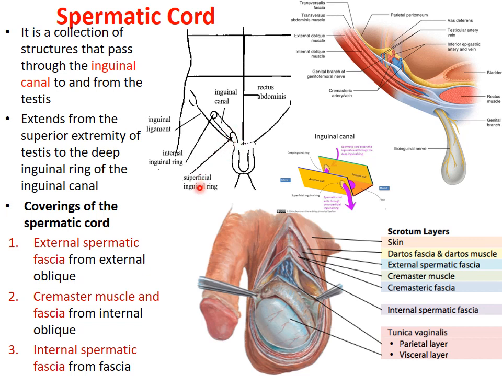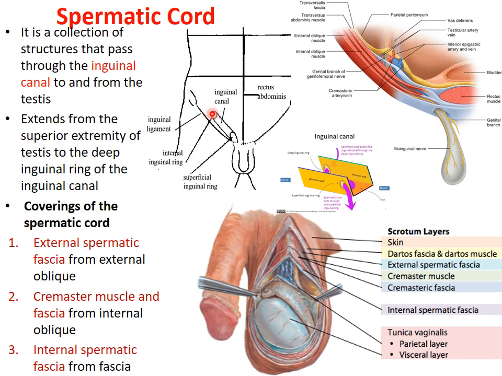Ring means opening, superficial means above, the upper one, right? And inguinal is the region, the groin region. So this is the opening in the abdomen, that is superficial. The same opening is also present inside, through which the ductus deferens and arteries go inside the abdomen. So the inner opening is called the internal inguinal ring, or deep inguinal ring. Actually it is the deep inguinal ring here, or internal inguinal ring.